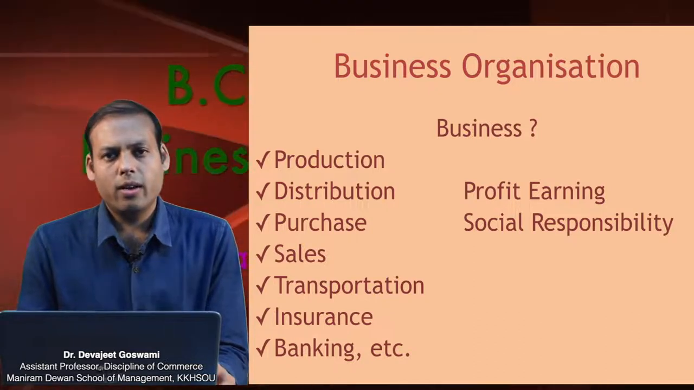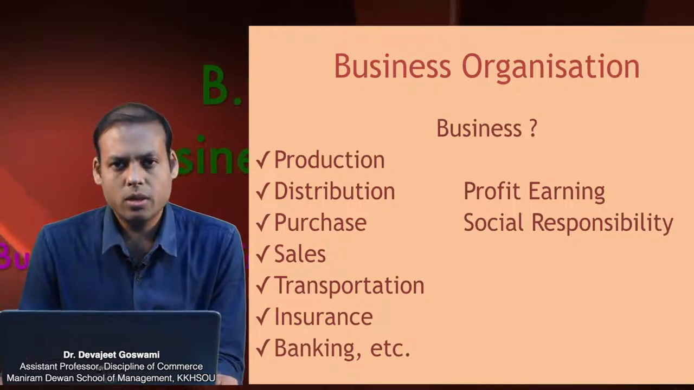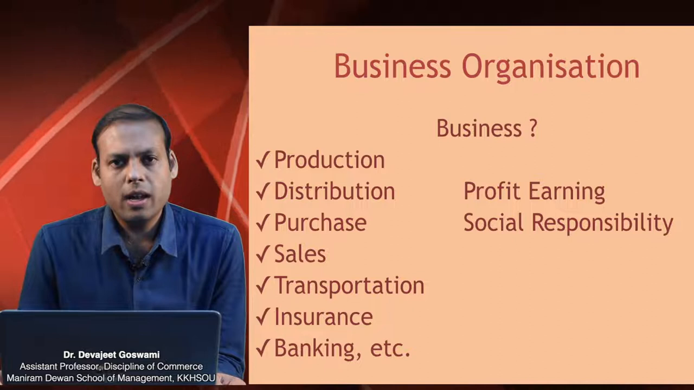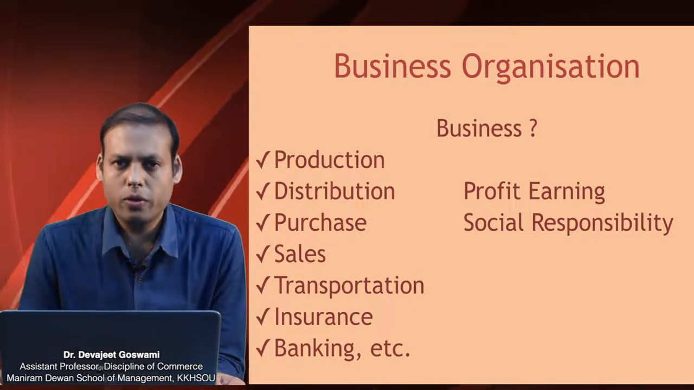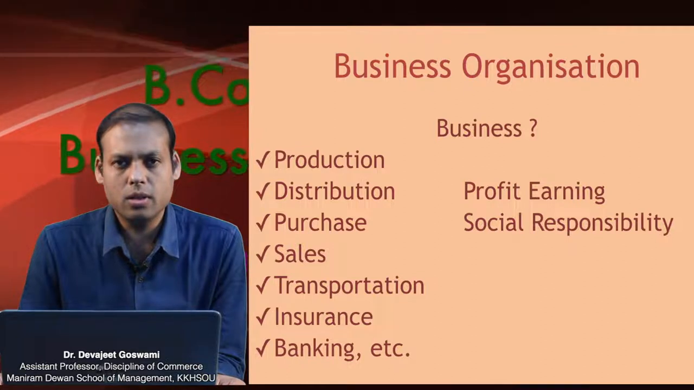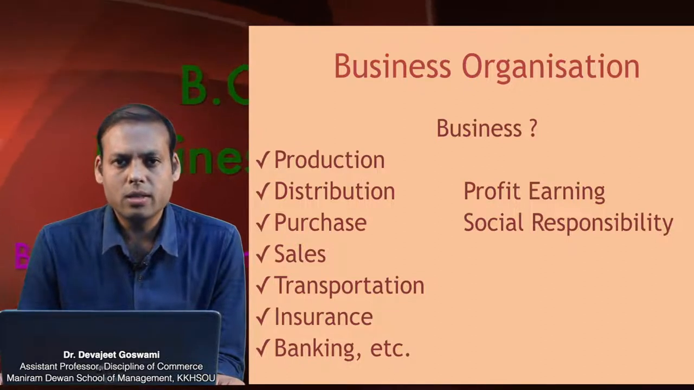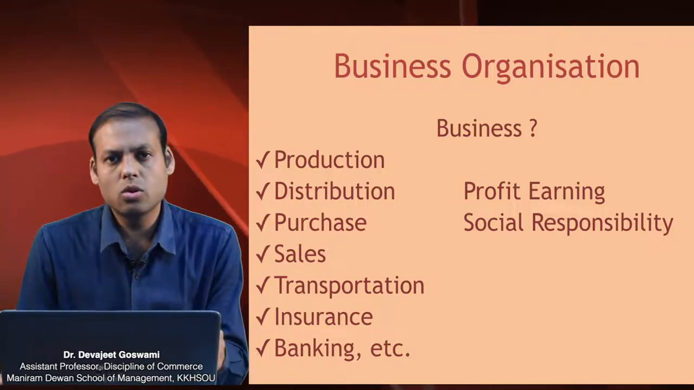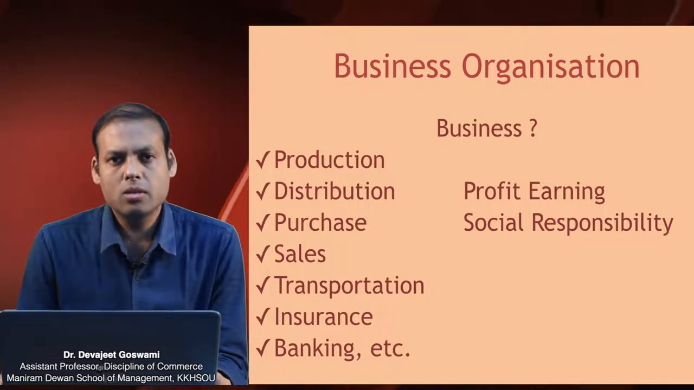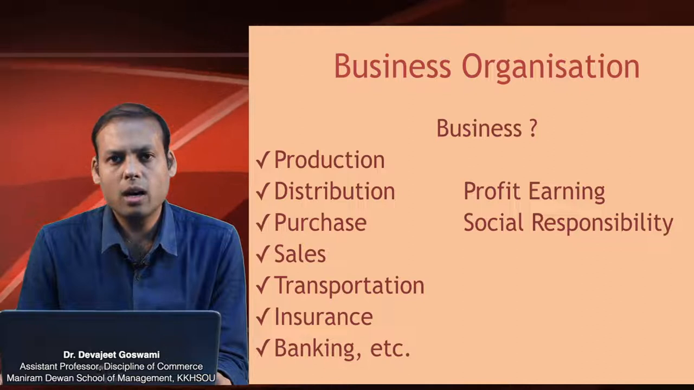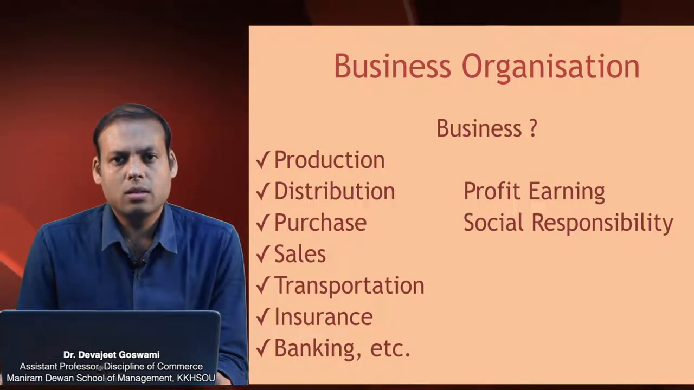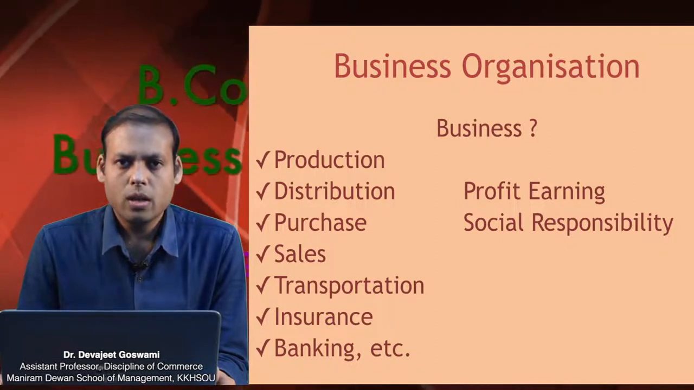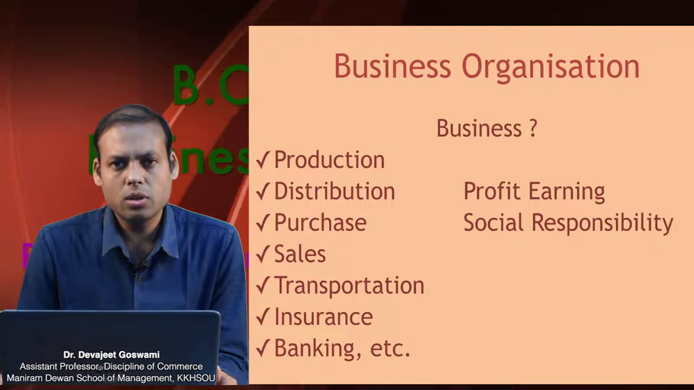Now, the main objective of any of these activities that we have mentioned is profit earning. So, if we can find the element or the objective of profit earning in a particular activity, then we generally term it as business. Another aspect associated with business is social responsibility. Business is not an organization to earn profit only. As it is a social organization, it exists in the society, it must discharge certain responsibilities to the society.